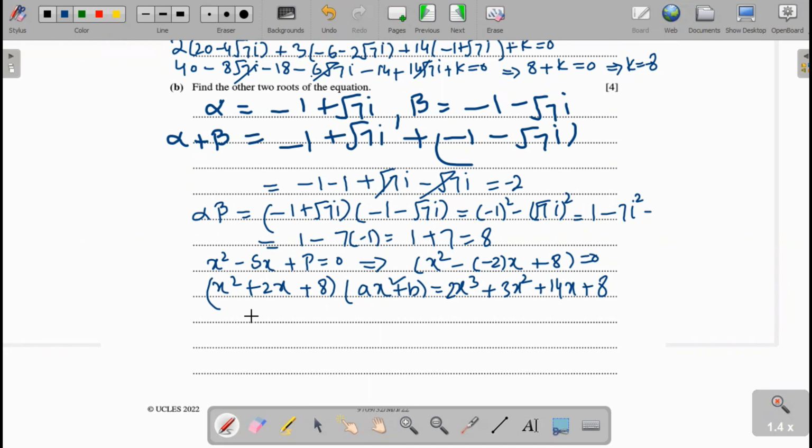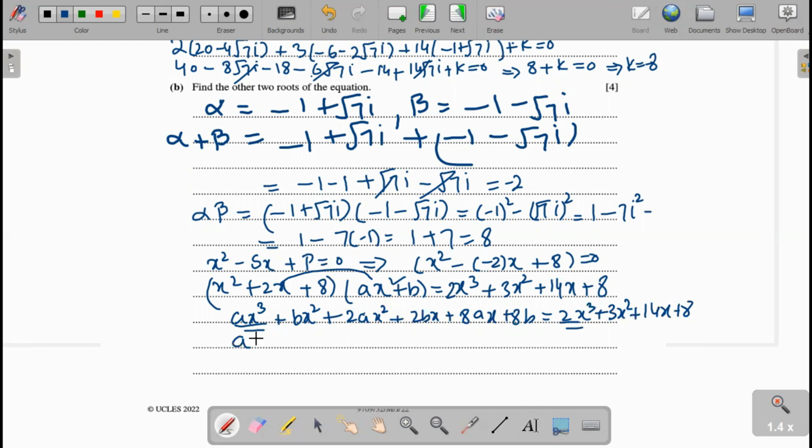Now we can find the other factor ax plus b. We multiply, and we get ax cubed plus bx squared plus 2ax squared plus 2bx plus 8ax plus 8b, and that is equal to 2x cubed plus 3x squared plus 14x plus 8. Now we see that the x cubed coefficient is 2, so a is equal to 2.